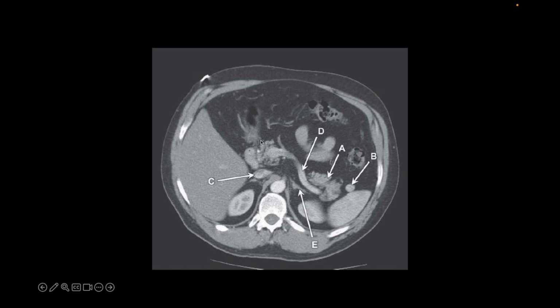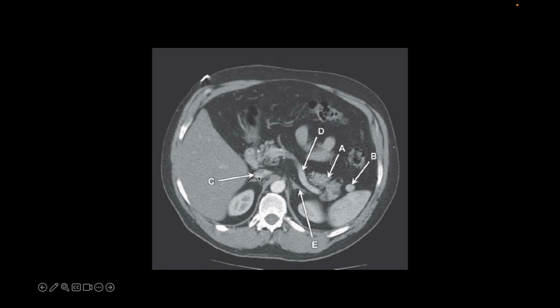So they've partially imaged this structure here. So this would be the head, uncinate process, head, and then this would be your tail of the pancreas. That's what A is. B is something called a splenunculus. It's just an accessory spleen. It's got the same enhancement as the spleen, and that's why I know it's a splenunculus and not, for example, a tumor.